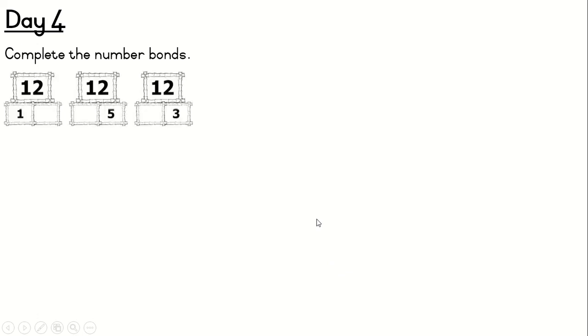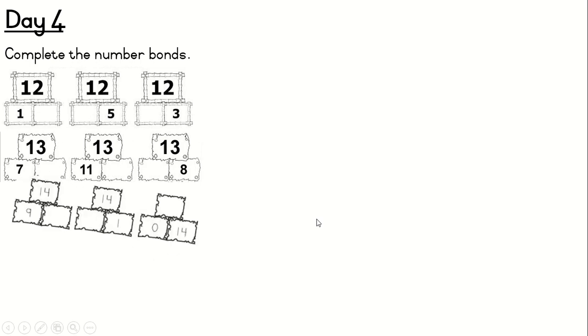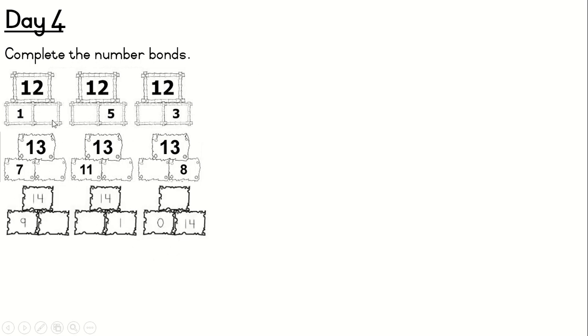Day 4. Complete the number bonds. Number bonds of 12, number bonds of 13, number bonds of 14. Now, if you remember, we did this in class where you draw the blocks in your book. 12 and 1. So here, what number must I put in here to get 12? 1 plus 11 gives me 12. And you do the same with the 13s and the 14s.